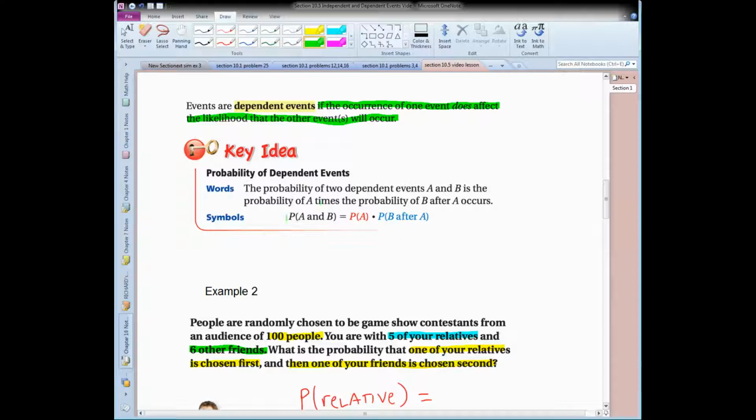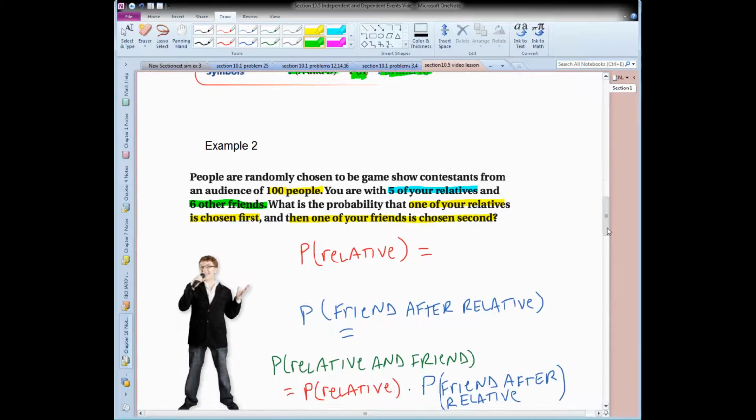Let's see what we're talking about here. The formula for the probability of dependent events, the probability of A and B taking place if they're dependent, which means maybe B depends upon A, is: I find the probability of A, and then I find the probability of B after A takes place. Okay, so after A takes place.